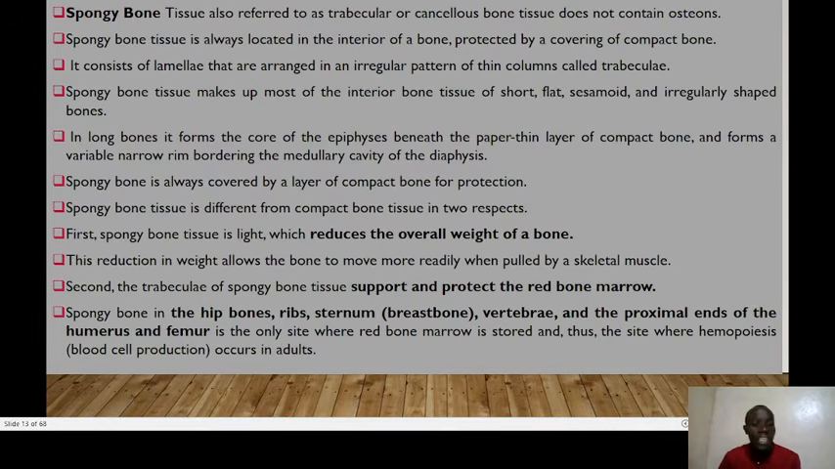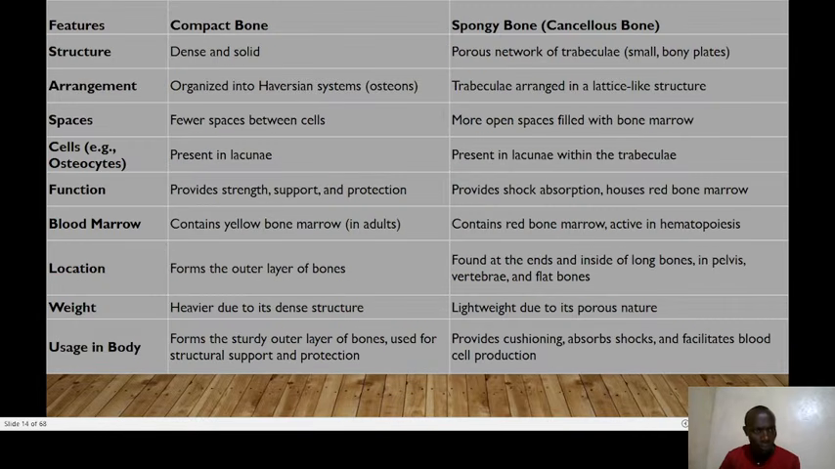Spongy bone in the hip bones, the ribs, the sternum, that is the breastbone, the vertebrae or the backbone, and the proximal ends of the humerus and femur are the only sites where red bone marrow is stored. And thus, this is the site where hematopoiesis, that is blood cell production of white blood cells, red blood cells, and thrombocytes, occurs in adults.